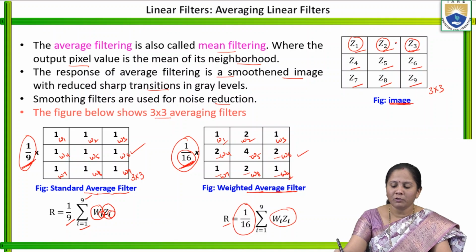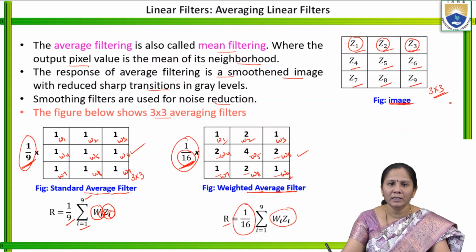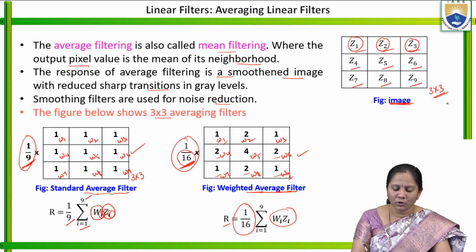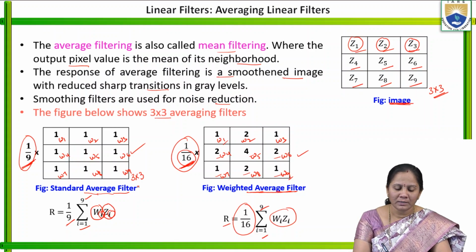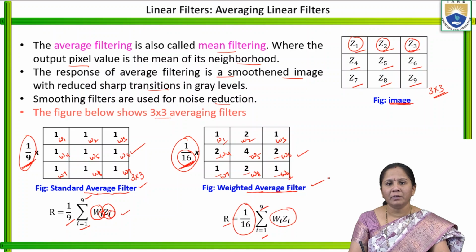And similarly, the number of pixels that are available in the image, as the image size is of 3 by 3, it will be 9. So here the range will be 1 to 9, Wi into Zi. So this is how we have to find the output pixel value. If we consider standard average filter, we have to follow this formula. If you follow this weighted average filter, we have to consider this formula.